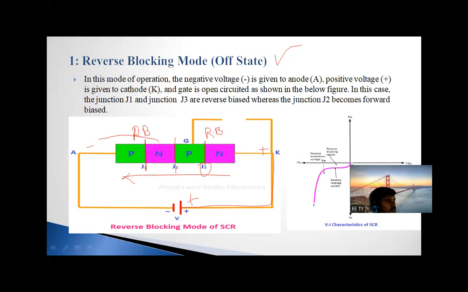Is the point clear? What I am saying? Is there any problem? Okay. So during this mode, in reverse blocking mode, the SCR will simply operate as an off state. Yes, sir, leakage current will flow, right? Yes, a small leakage current can flow. So that's why I have represented it here.